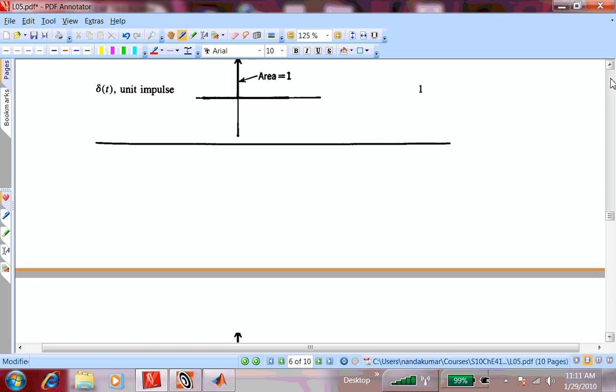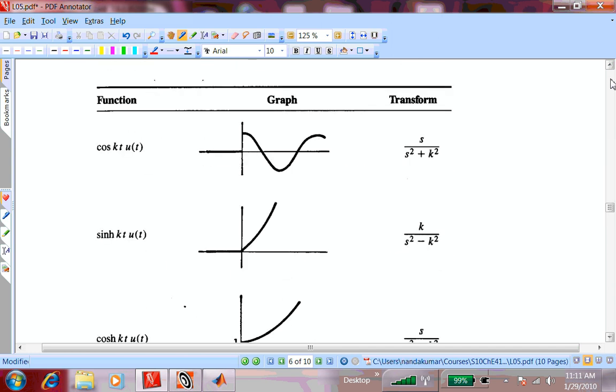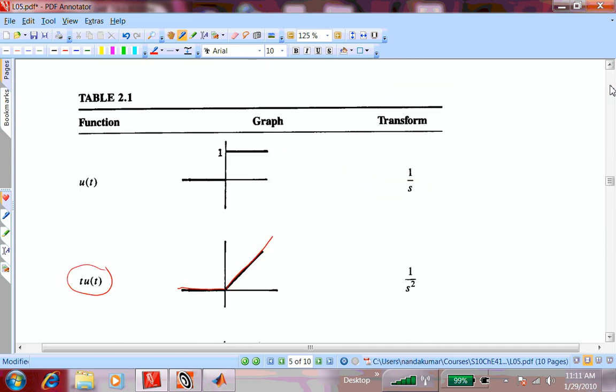No, the u of t function has a different role. U of t is defined as a step function. So if I take any function, suppose I have some function that is like this, when I multiply it by u of t, what it does is it truncates it. It gives me only this part because it multiplies by 0 on the left side. So the purpose of u of t is to truncate the left-hand side, and then take the integral on the right-hand side.